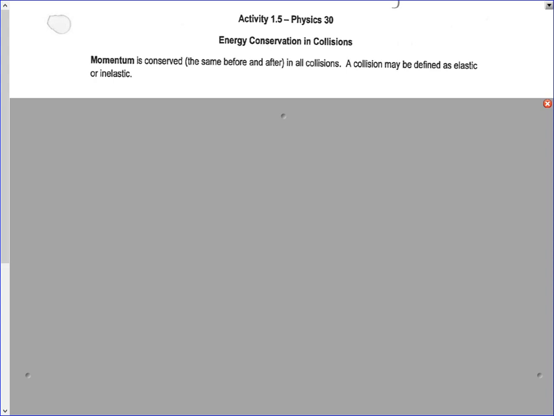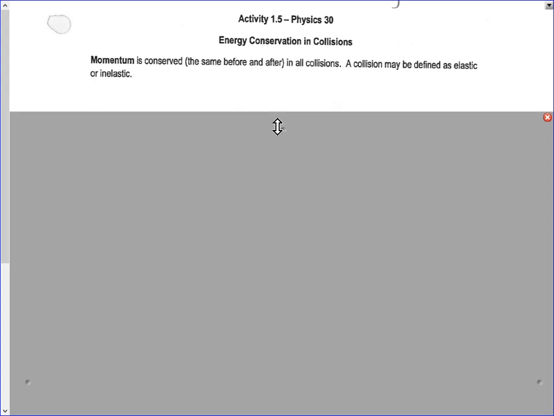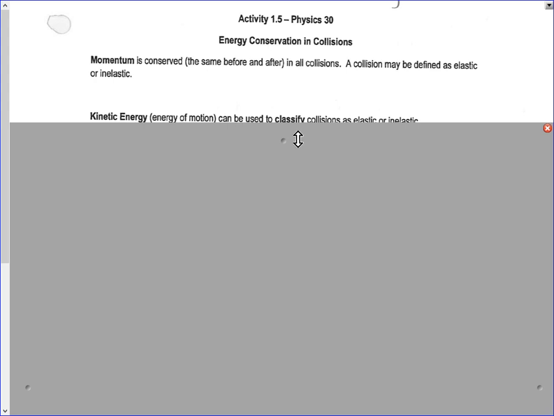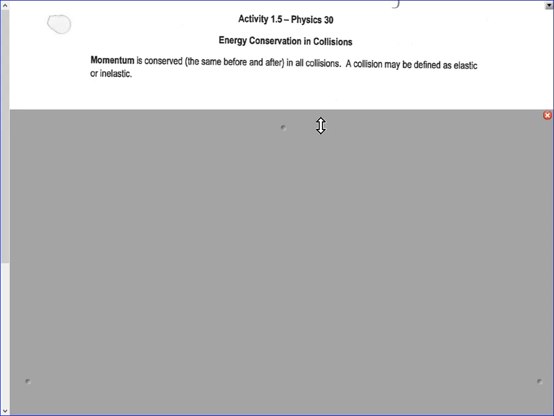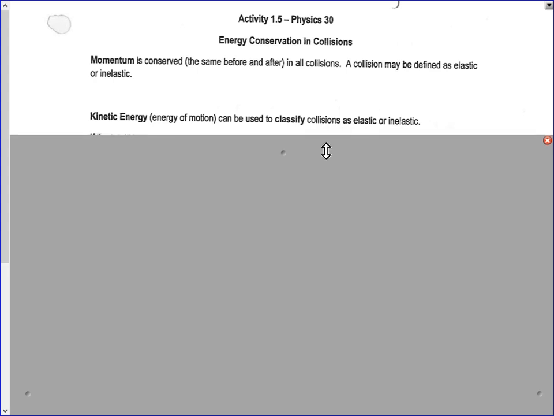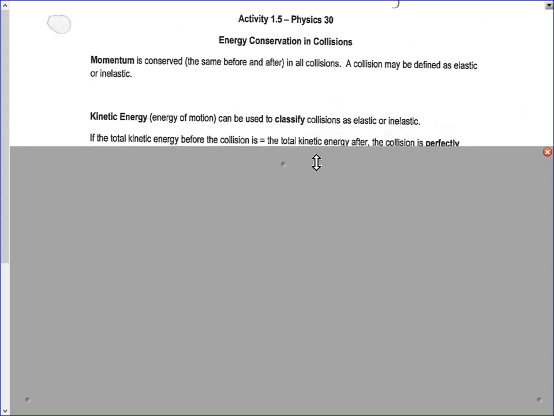Momentum is conserved in all collisions. A collision may be defined as elastic or inelastic. Elastic collisions happen when both objects continue to move. Inelastic collisions happen when they don't. That's the definition we've used up until now. But actually, an elastic collision is better defined as a collision in which kinetic energy is conserved.